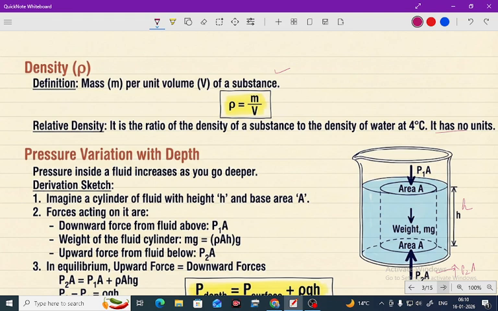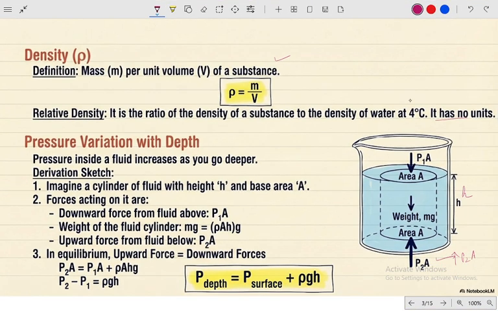And here you can find that the area will be cancelled. Therefore, P2 minus P1 equals rho g h. Therefore, P at a certain depth will be P at the surface plus rho g h. This is the formula for pressure variation with depth. So the formula is: P depth equals P surface plus rho g h. This is the formula, right?